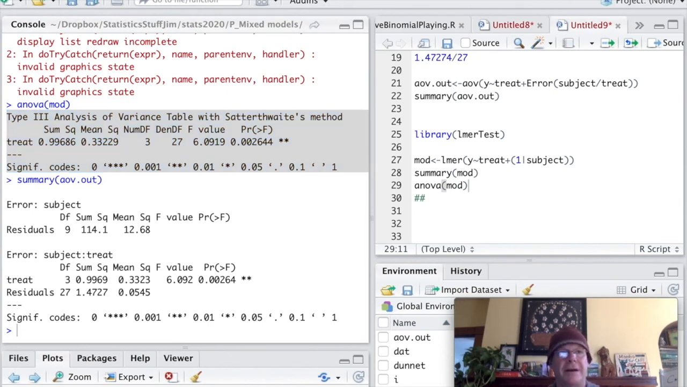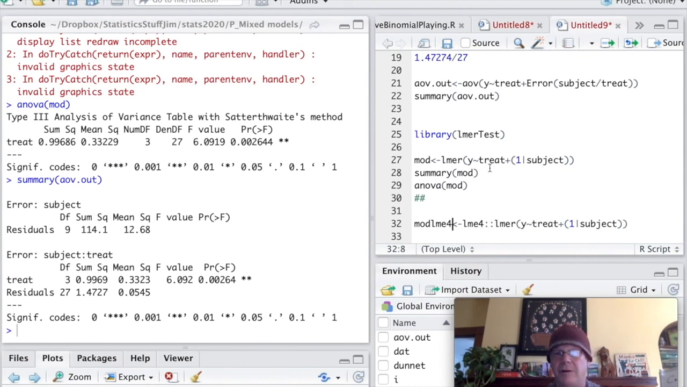used the lme4 package, which was the very first package that we started playing with when we started doing these models. And so I can do that. Let me call this lme4.